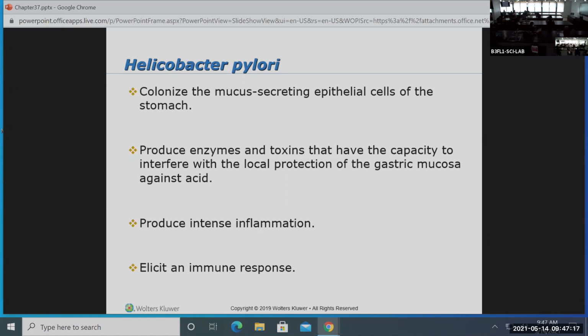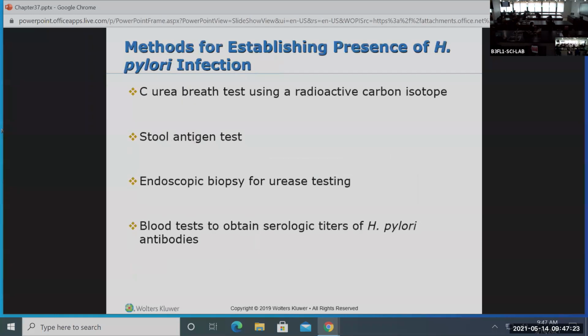And they produce intense inflammation. They might elicit an immune response. In order to diagnose the cause for gastric ulcer or gastric irritation or chronic gastritis, in order to confirm H. pylori, we test carbon urea breath test using radioactive carbon isotope.